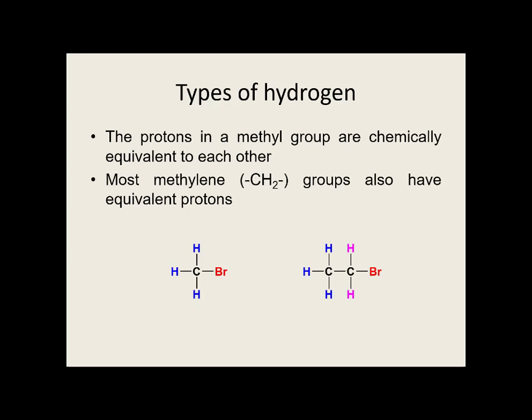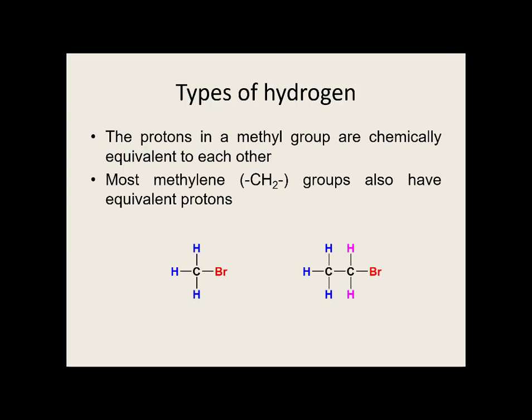Bromoethane contains CH3 and CH2 groups. If we look at the methyl group first, all three protons are one bond away from the CH3 carbon, two bonds away from the CH2 carbon, and three bonds away from the bromine atom. Therefore, they are all in the same chemical environment as we would have expected.